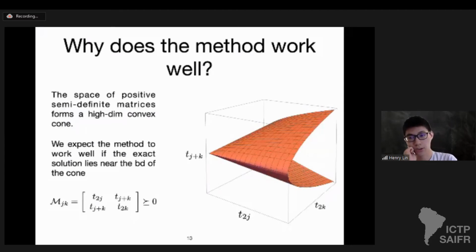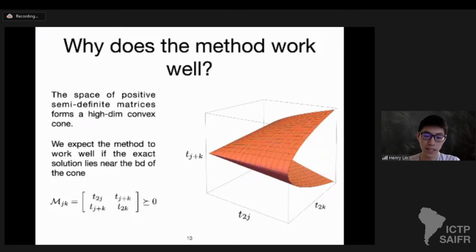Okay, so you would expect that this method works very well if the exact solution to the single matrix integral lies on the boundary of the cone, right? If it lies on the boundary of the cone, then if you were to be slightly off the exact solution, you would likely puncture the cone. I mean, you would pass the cone in one of the dimensions, and then you would be in the disallowed region. So we need to explain why the exact solution should lie on the boundary of the cone.